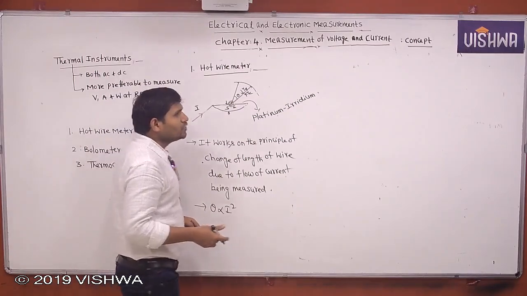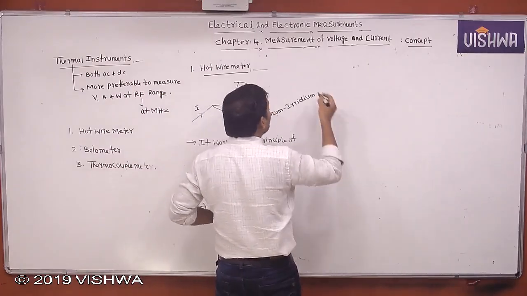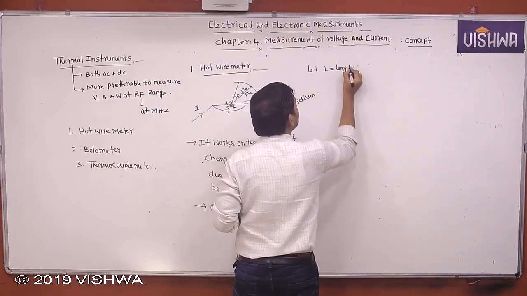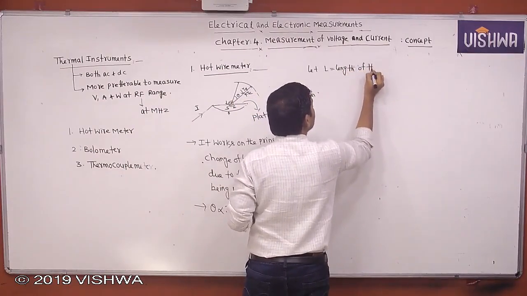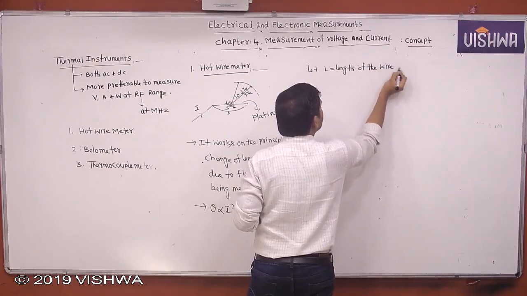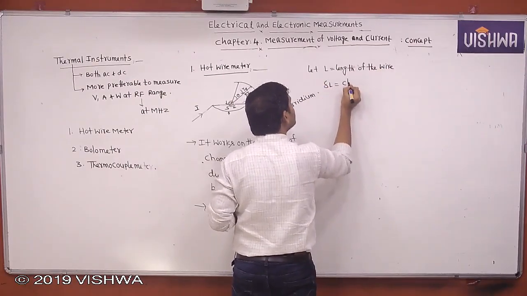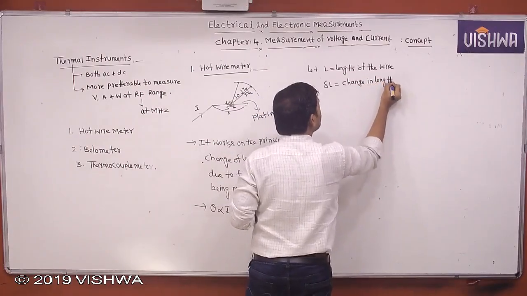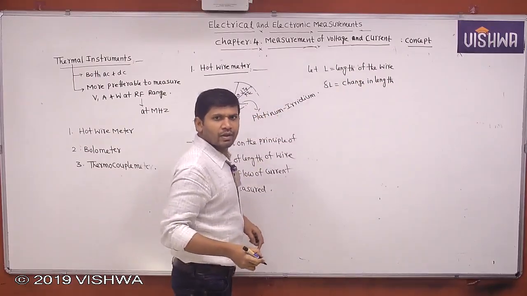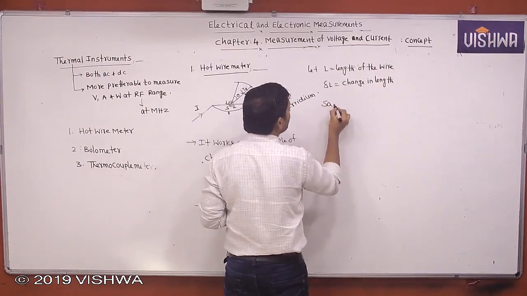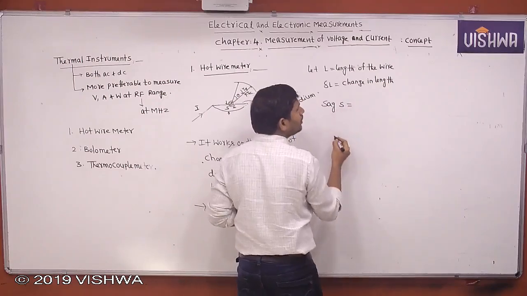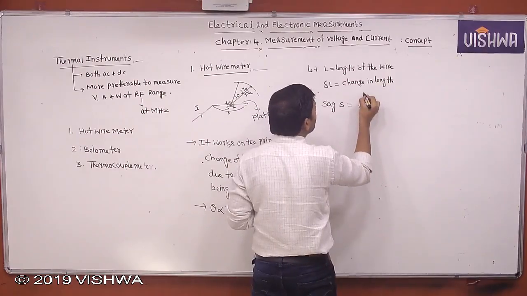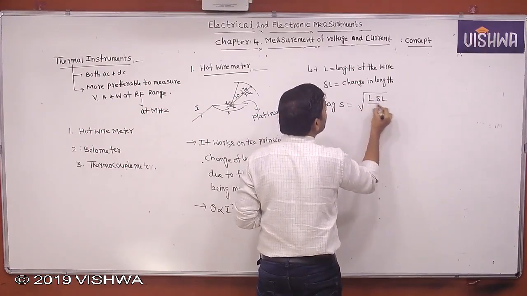But for example, let us assume, here I am giving one small formula. Let L equal the length of the wire, delta L equal the change in length. Then we can define how much sag is formed. Sag S equals, how to define the sag? Then we get sag equal to square root of L into delta L by 2.